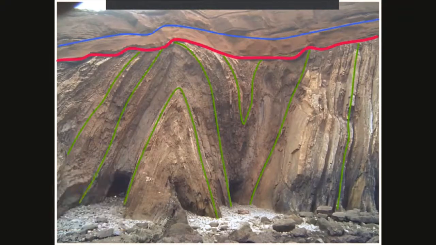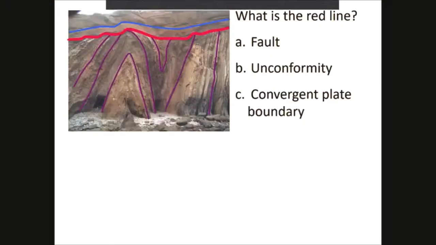Here we have these lines that help illustrate the bedding of sedimentary rock. So you can clearly see that these rocks are folded and these rocks are more horizontal up here. What is that red line? Is it a fault, an unconformity, or a convergent plate boundary? Well, you can see how this bed gets cut off. This bed gets cut off. So it must have been removed by erosion. So this is an erosional surface. It is an unconformity. What type of unconformity? Well, because the older rocks are folded, that's an angular unconformity.